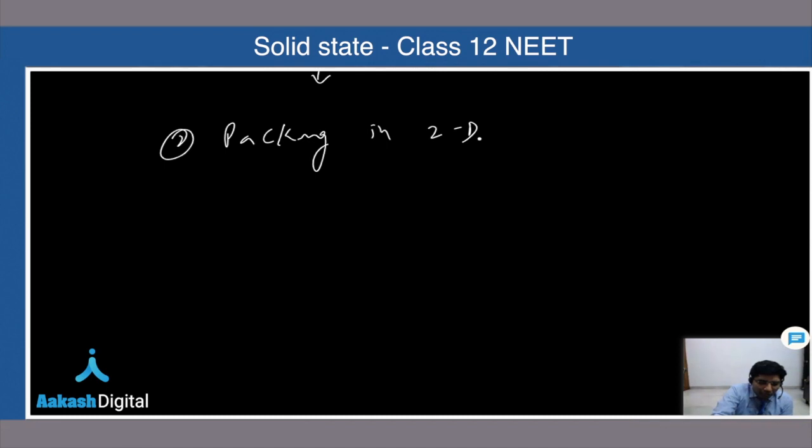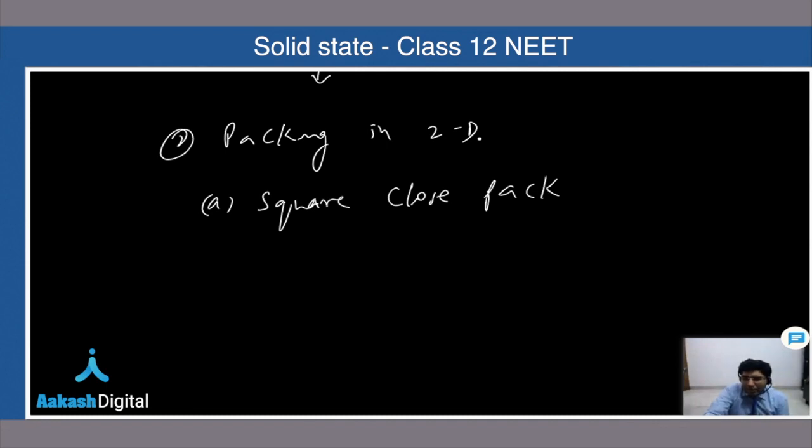Now, first is square close packing. What about the end atoms? The coordination number is 1.